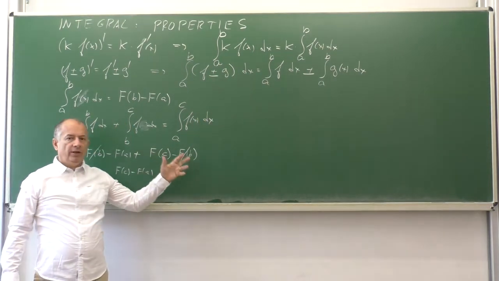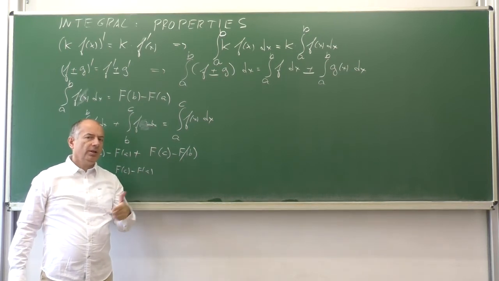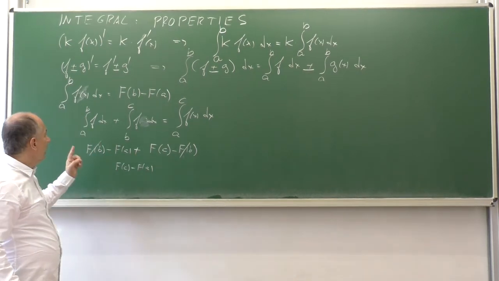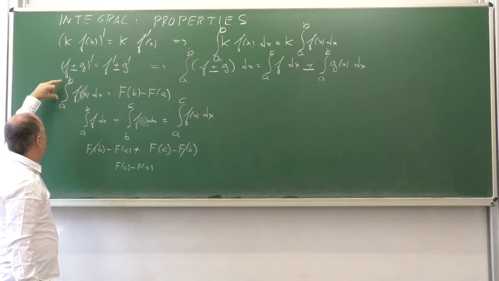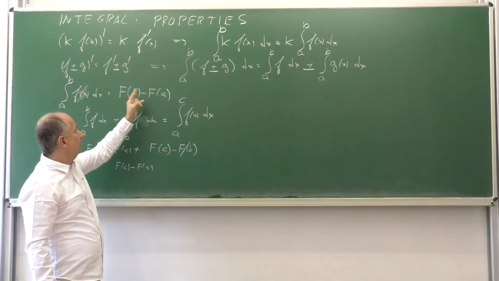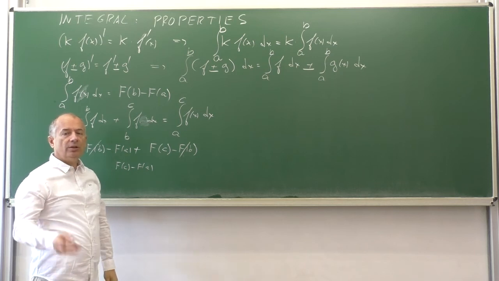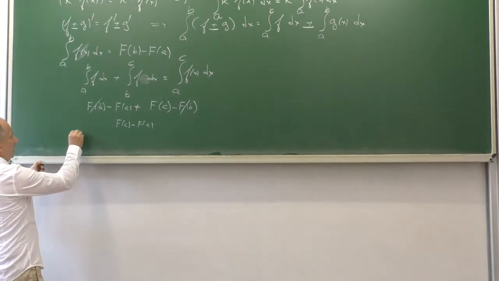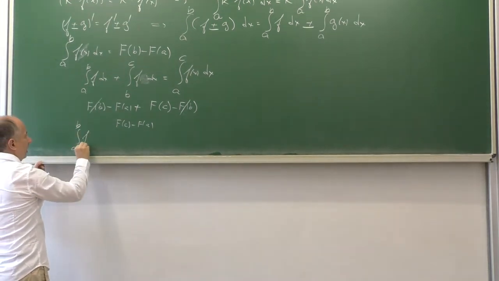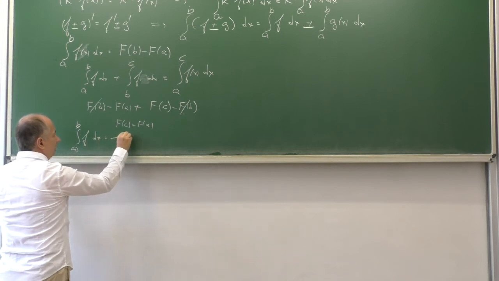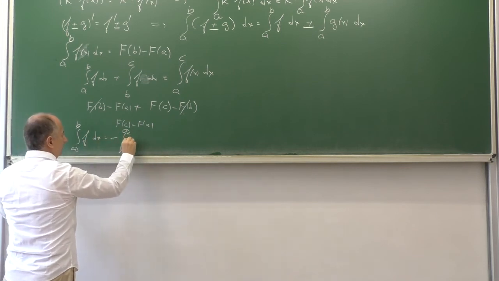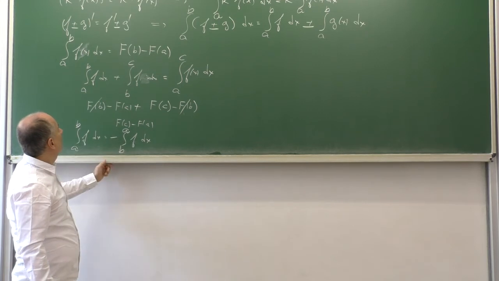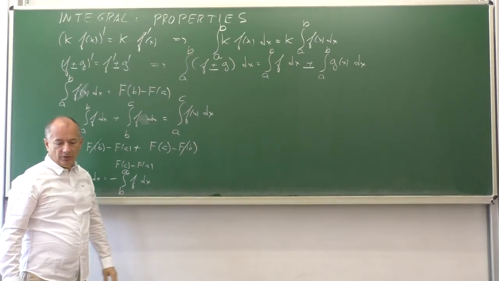This rule will be very obvious, very natural in a few seconds when we consider the geometrical meaning of the definite integral. And also, if you swap the limits a and b, then you just interchange these two terms and you get the same result with the opposite sign. So we can write that integral from a to b of a function is minus integral from b to a of the same function, as a direct consequence of this definition of the definite integral.